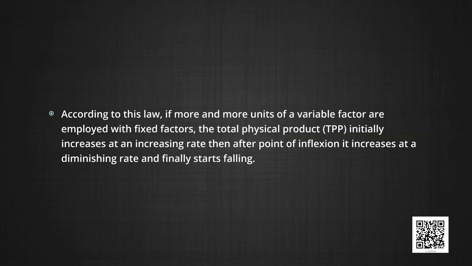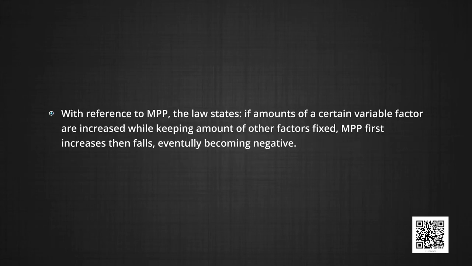According to this law, if more and more units of a variable factor are employed with fixed factors, the total physical product, which is TPP, initially increases at an increasing rate. And then, after the point of inflection, it increases at a diminishing rate. Eventually, it starts falling. With reference to the marginal physical product, the law states, if the amounts of a certain variable factor are increased, keeping the amount of the other factors fixed, the marginal physical product first increases and then falls and then eventually becomes negative.